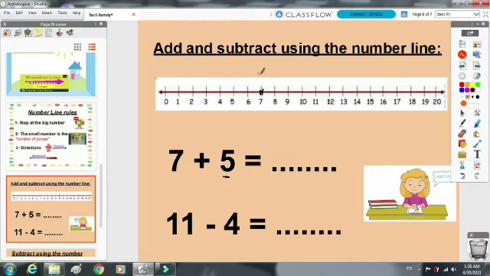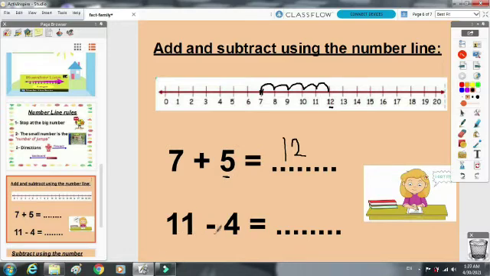So when I stop at 7, how can I jump forward or backward? I will look at the sign. I have here plus, so I will make 5 jumps forward. Let's count with me. 1, 2, 3, 4, and 5. Here I stop at 12, so the answer should be 12.